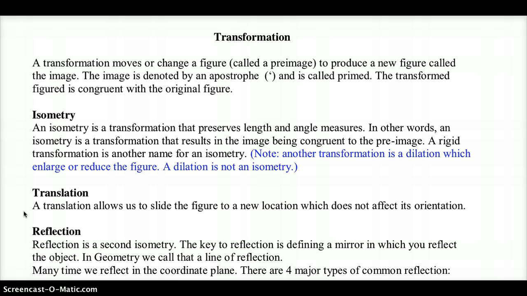Transformation is a move or a change of a figure. The original figure we call a pre-image, and when we move it to a new location, we call that an image. The image is denoted by an apostrophe, which is called prime. Any transformed figure is congruent with its original figure, so that means it has the same size and same shape.